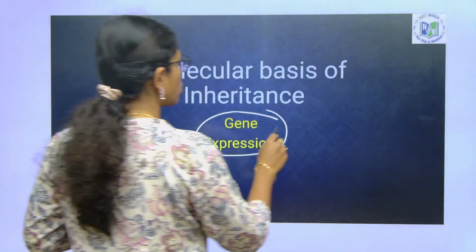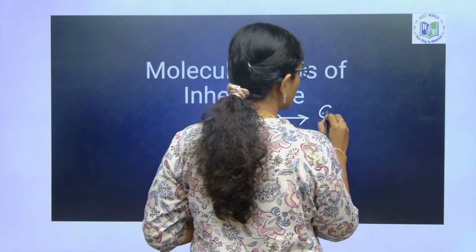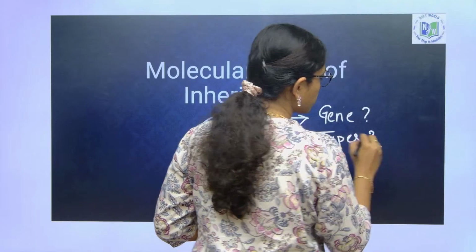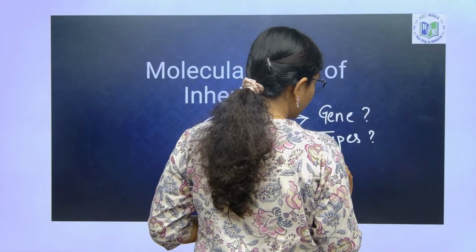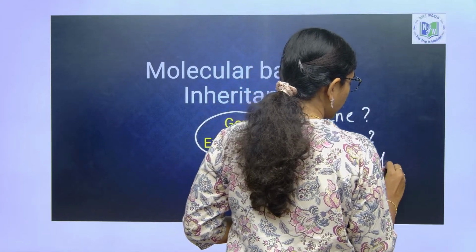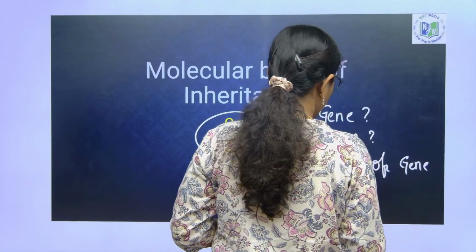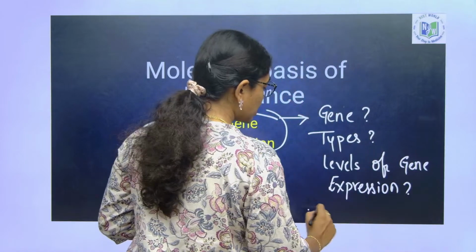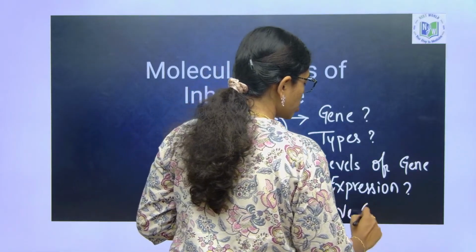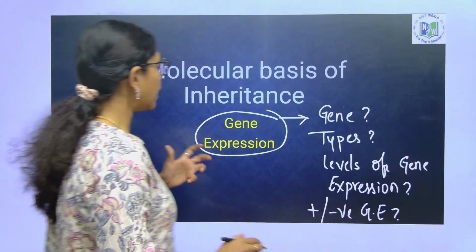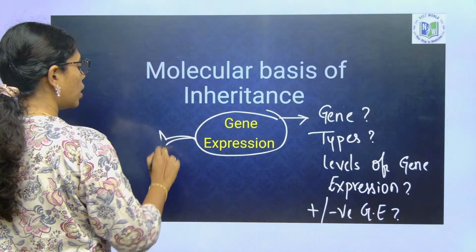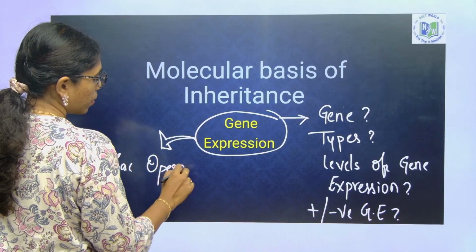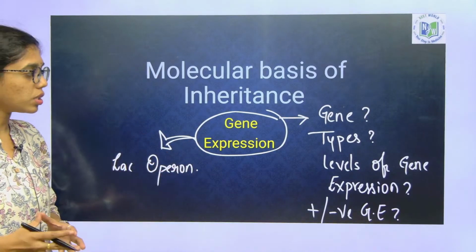From the gene expression topic, first we are going to learn what a gene is, how many types of genes are present, and at what levels of gene expression. Then you are going to learn positive and negative gene expression, and then the complete understanding of gene expression you will learn with a model, that is the Lac Operon model. Clear, right? This is what we are going to learn in today's topic.